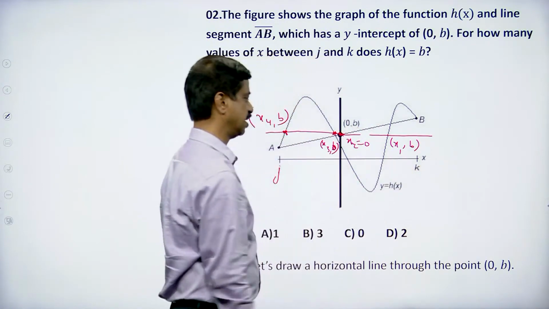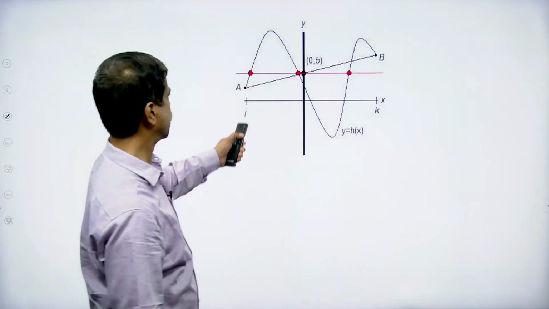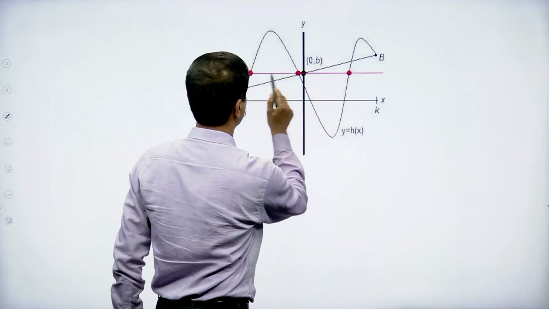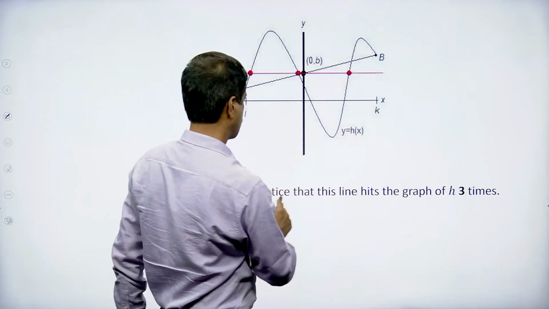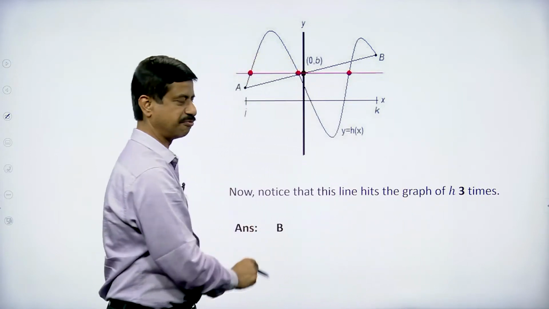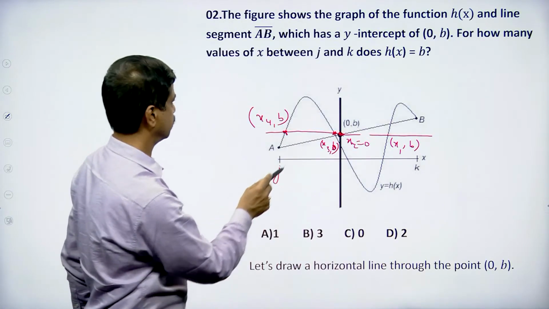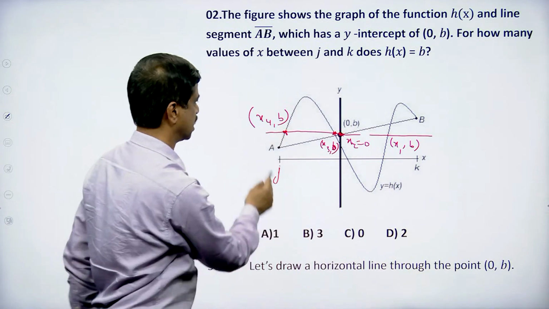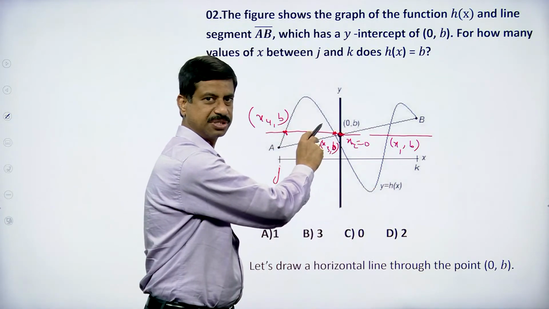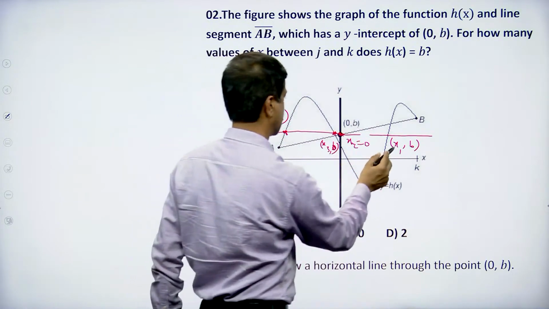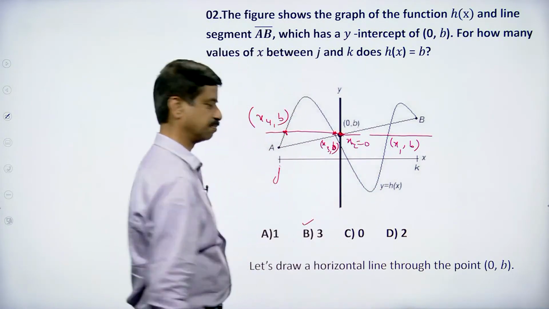So we have three values. Look at that, we have drawn a horizontal line. So 1 point, 2 points, 3 points. So notice that this line hits the graph 3 times, therefore the option is B. Option B should be 3, right children? So please note this, that the horizontal line shown in the previous page, I have shown here on the next page. Please note it and write 3 as the answer, quick.